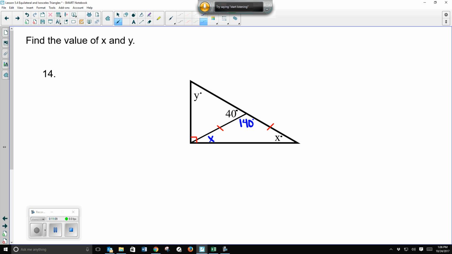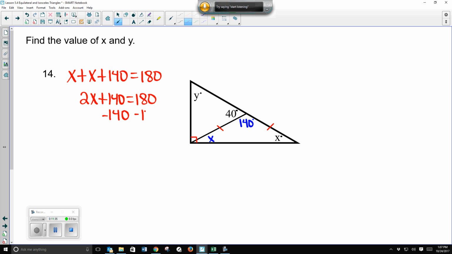So now I can find x, because I know that this angle plus this angle plus this angle has to add up to 180. So x plus x plus 140 equals 180. So that's 2x plus 140 equals 180. Subtract 140 from both sides.